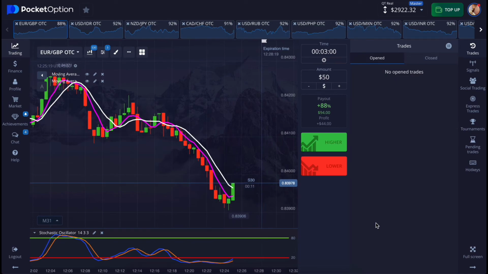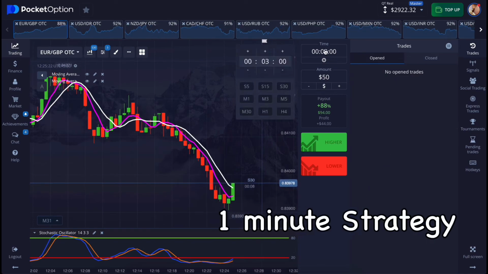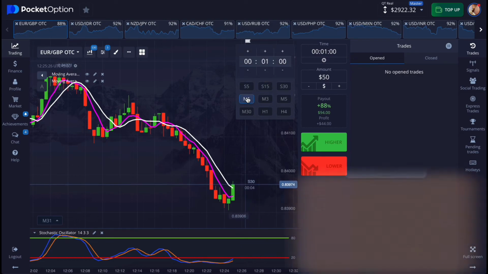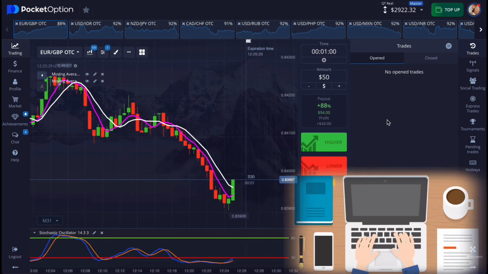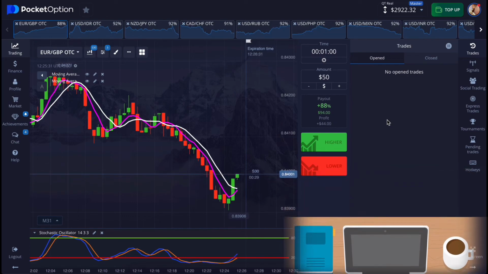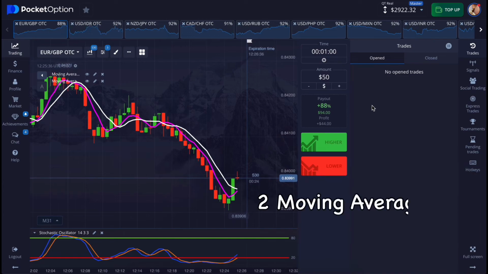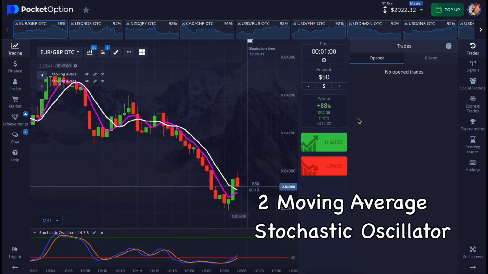So today we are going to see a 1-minute strategy, which is quite simple. Even new traders can easily use it and make profit, but understand this strategy properly so that it becomes easy for you to use it. So in this we will add 3 indicators, like we will add 2 times moving average, and we will add the stochastic oscillator indicator. And after that we will also change the settings of these indicators so that their accuracy increases.